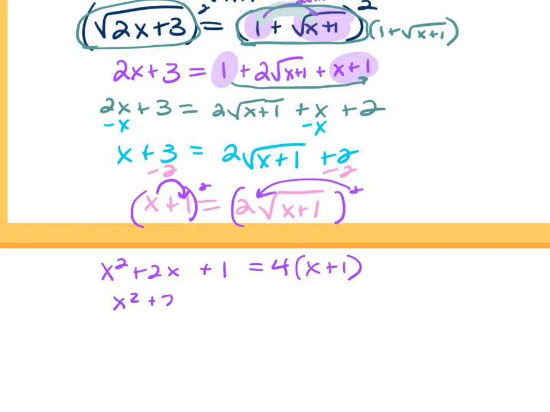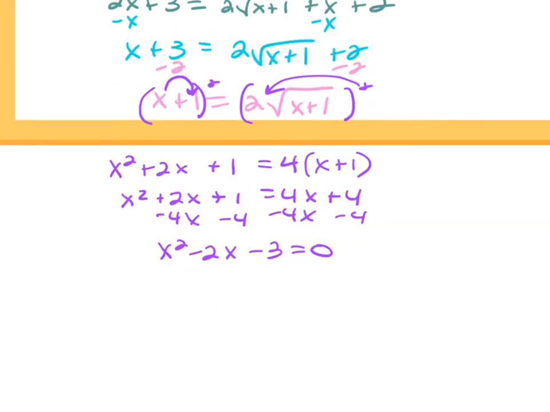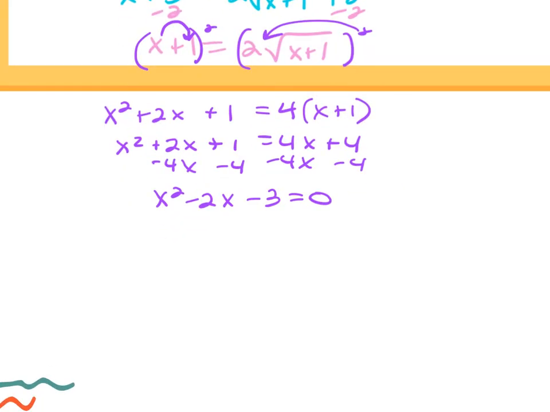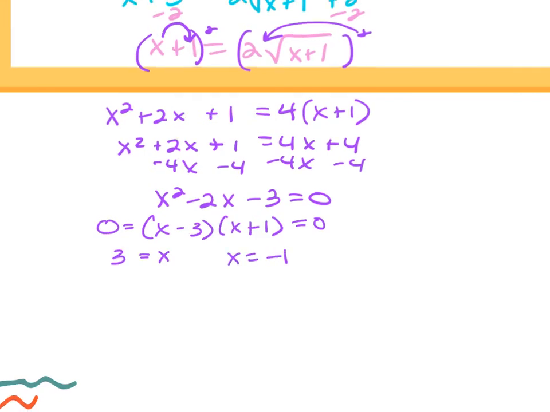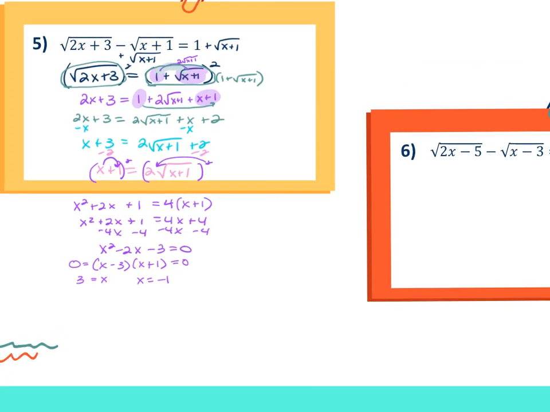So I get x squared plus 2x plus 1 equals 4x plus 4. Subtract the 4x. Subtract the 4. x squared minus 2x minus 3. I feel like we've gotten this factoring question 8 times today. x minus 3, x plus 1, split and solve. And then I get to check.